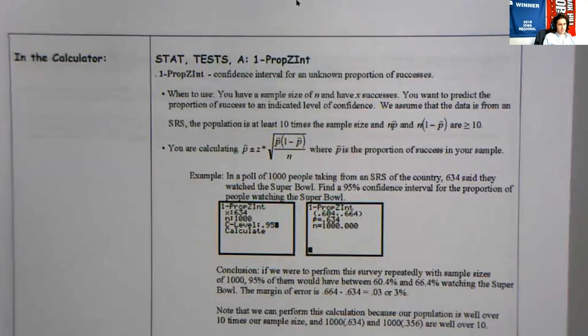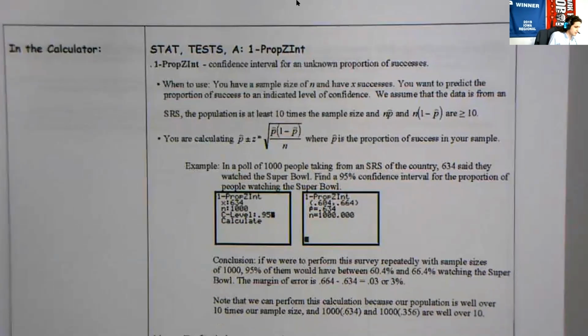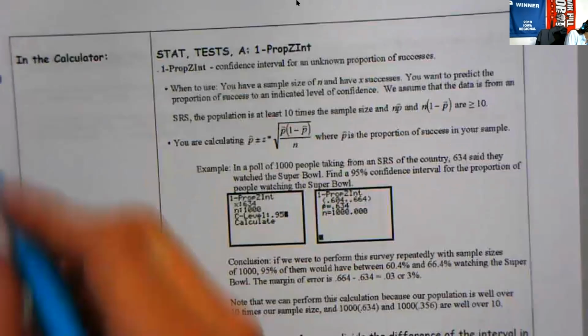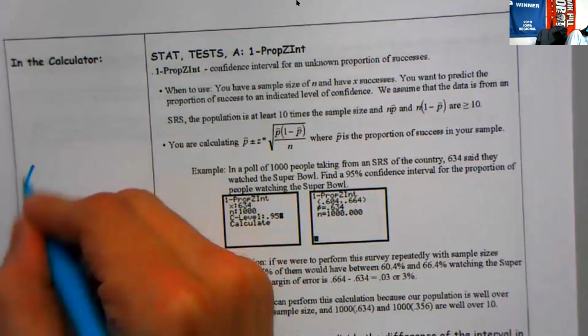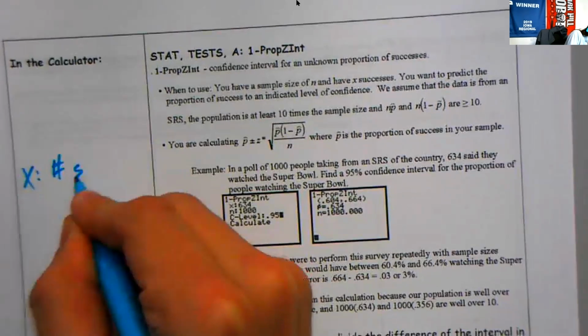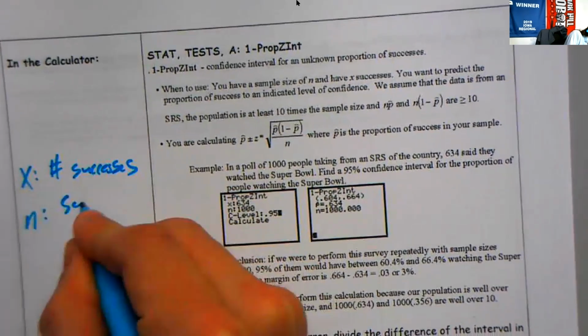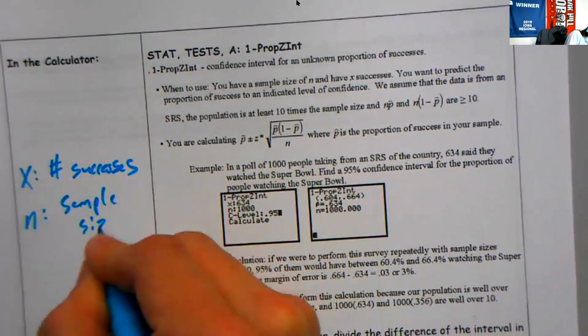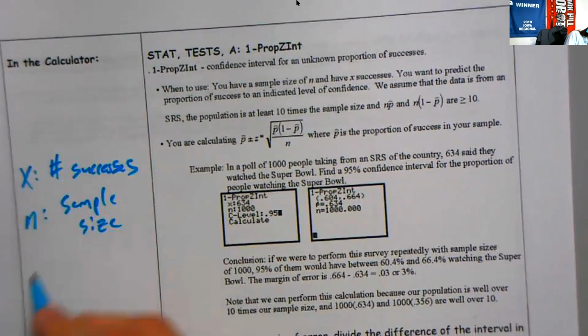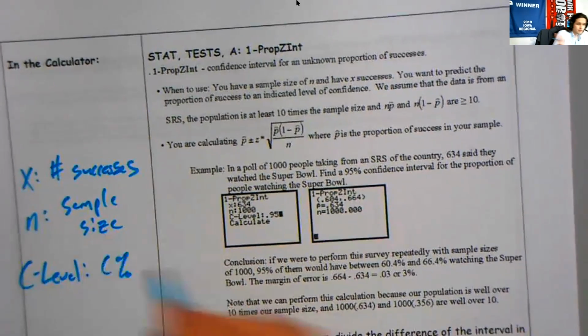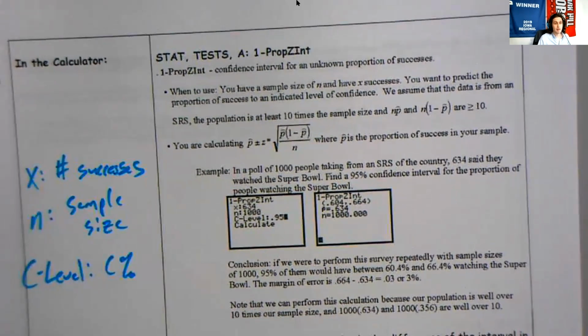You'd love to do this in calculator, right? It's called a 1-PropZInt. The nice thing is it only requires three things. You have to tell it x, the number of successes, n, the sample size, and our C level, your confidence level. I don't know how to write that more succinctly. It does it for you.